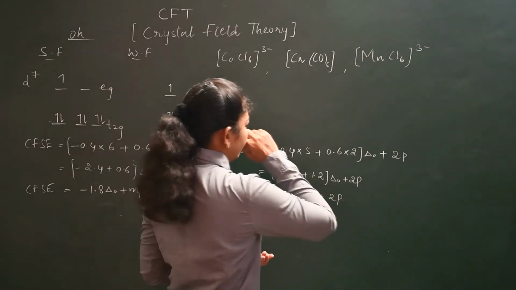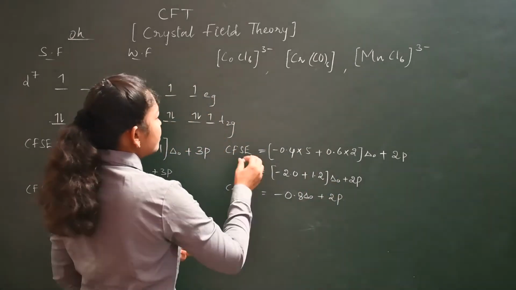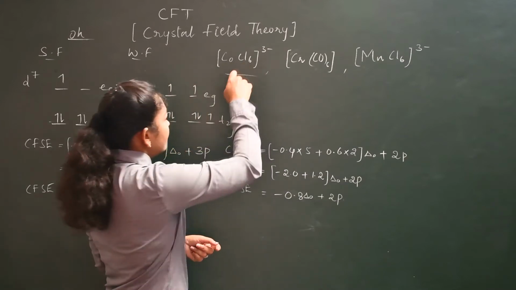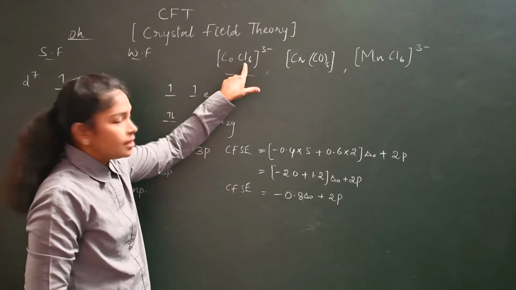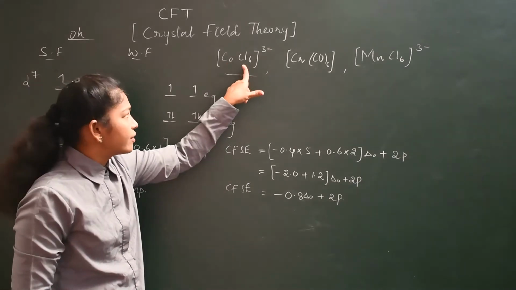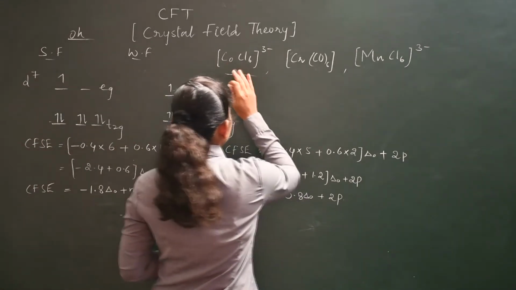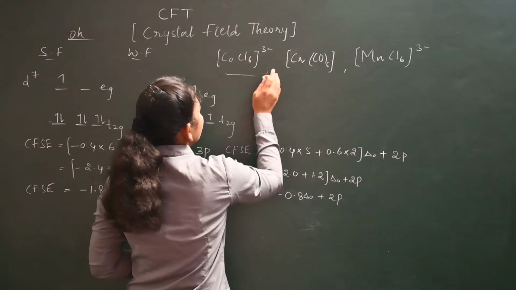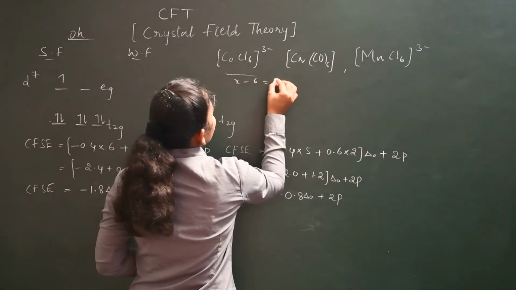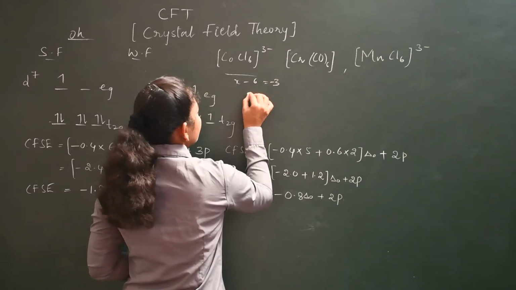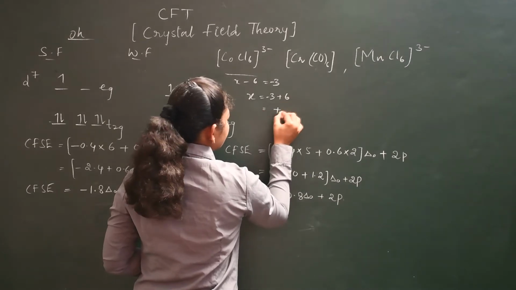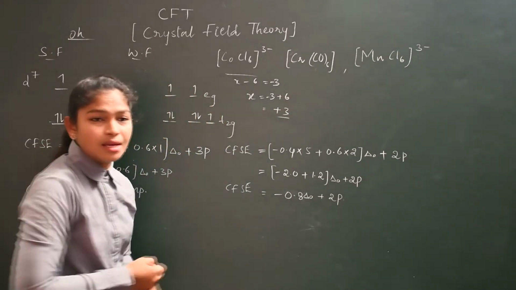First we will take one example. Which one will we take? This one, CoCl6. Cl is a weak field ligand and cobalt is a 3D series metal, so weak field. First you just calculate the oxidation state here. X minus 6 is equal to minus 3, so X is equal to minus 3 plus 6. That means plus 3. The oxidation state is plus 3.